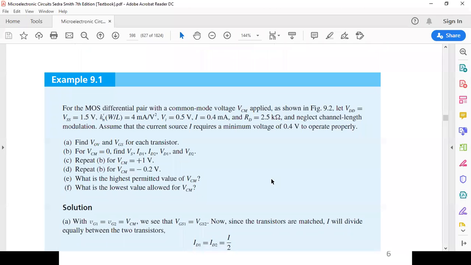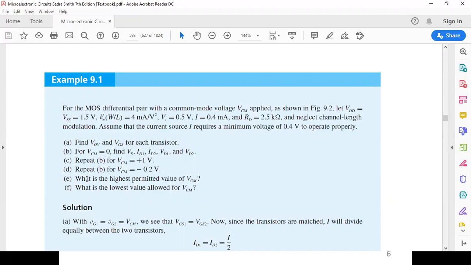So we need to find the following. Number A, find the overdrive voltage and VGS, the voltage from gate to the source, and then we need to find these parameters: VS, VD1, VD2, ID1, ID2 in case VCM is 0, and next in case VCM is 1 volt, and the third time when VCM is negative 0.2 volt.